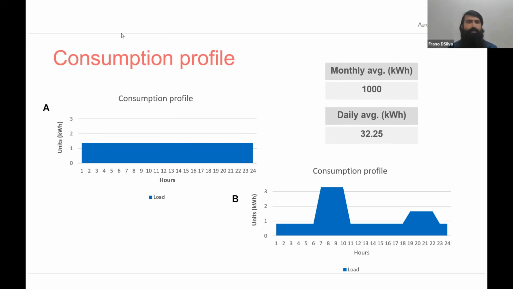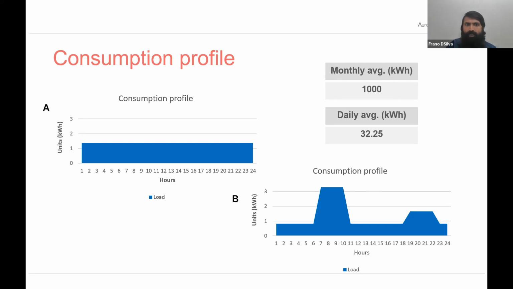To maybe join a story with the consumption profiles, let's say that in option 1, the user or the person occupying the connection, having the daily average consumption of 32.25 kilowatt units, has a consumption profile where he consumes consistently an average of 1.4 units every hour. Let me end the poll and share the results with you before explaining the consumption profiles.